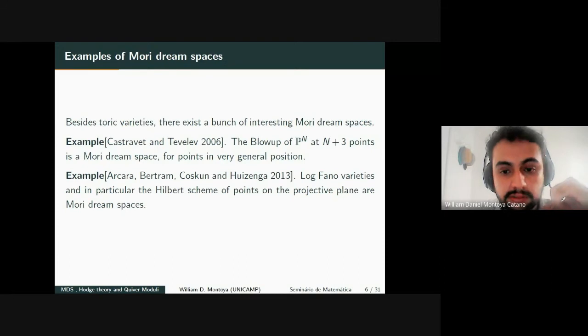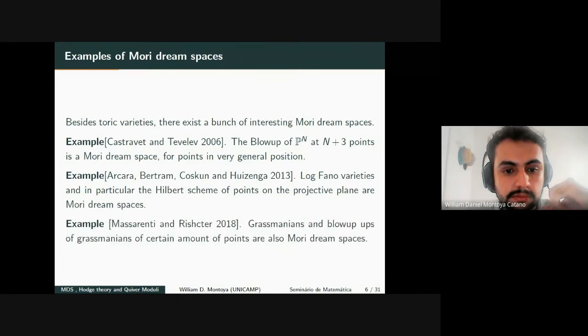The Hilbert scheme of points on the projective plane. Okay, also a Mori dream space. Grassmannians, for example, it was a surprise for me. And also the blowups at up to some points are going to be also Mori dream spaces. So if you want to keep in mind for what follows in the talk, think about a projective space, a weighted projective space, a Grassmannian, and if you are familiar with it, blowups of some of these. Okay.